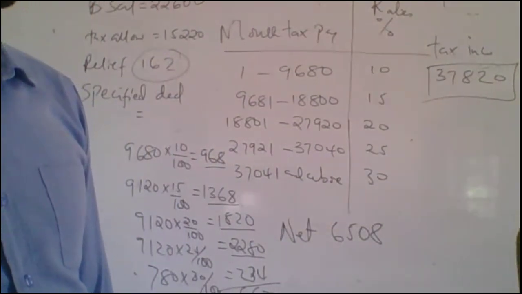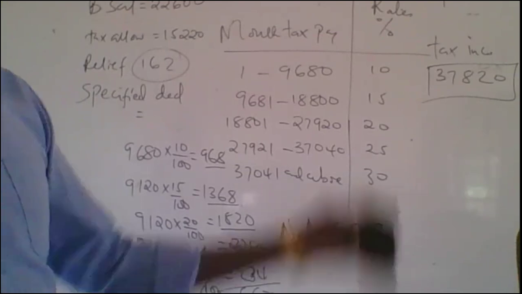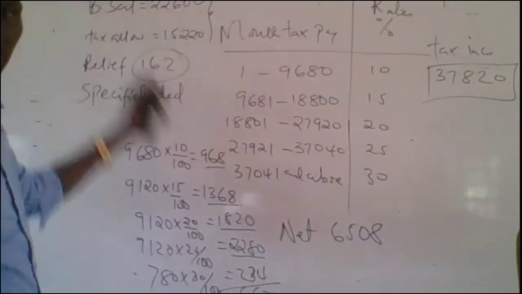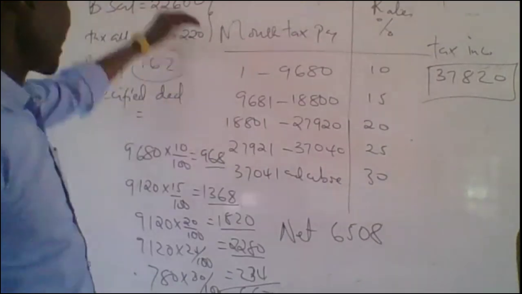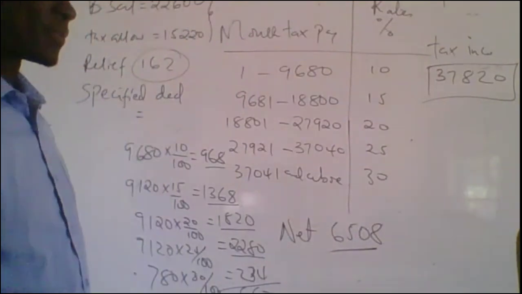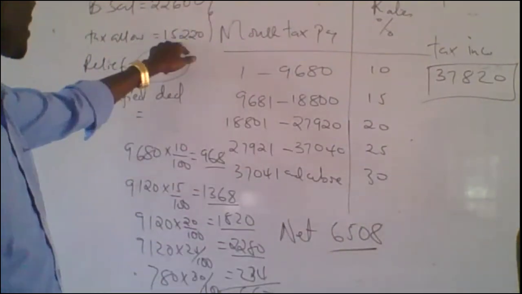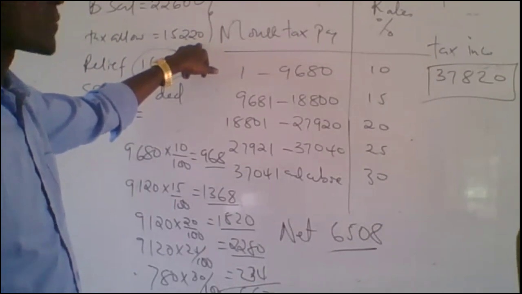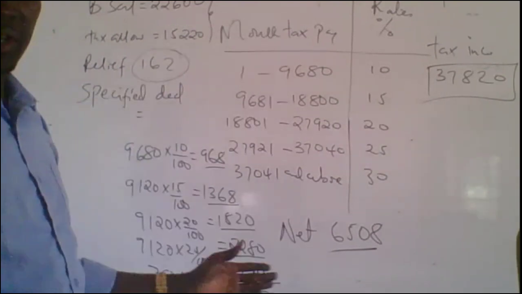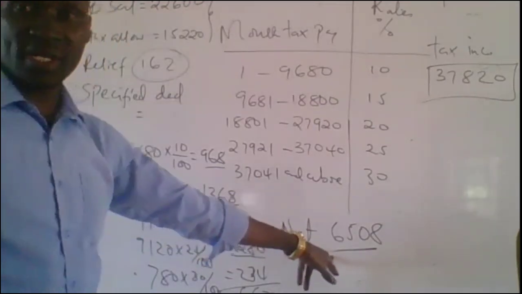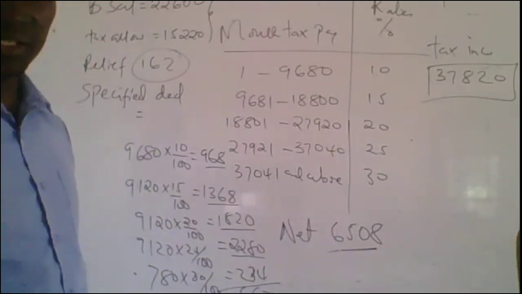Then the next one was her net salary. Net salary is the total income. Total income is basic salary plus allowances minus total deductions, okay? So total income, you add this and this. For total deduction, your net tax is the first one. You add 22,600 plus the allowances, 15,220. That is your total income. Then you check the total deduction because you want the difference between the two. Deduction number one is your net tax, which we calculated as 6,508.